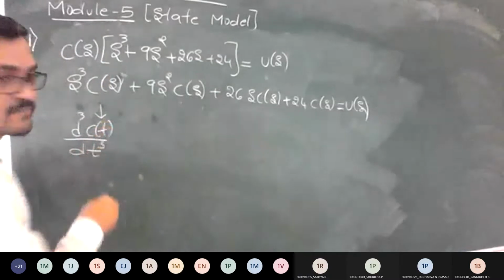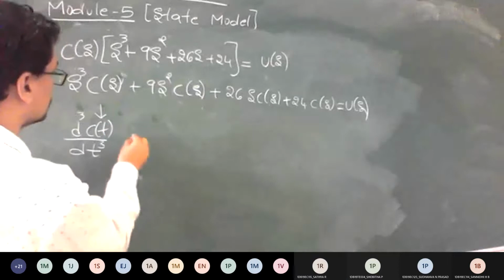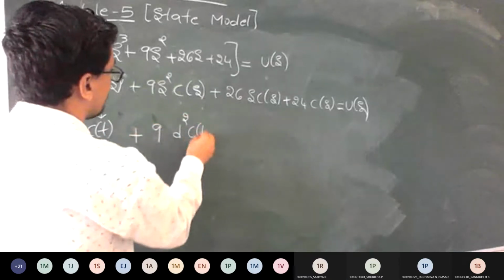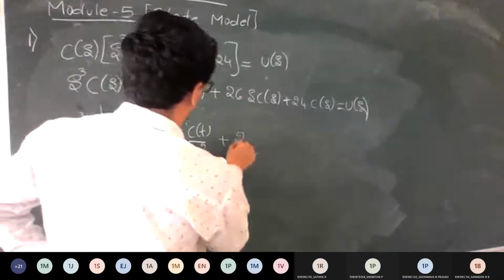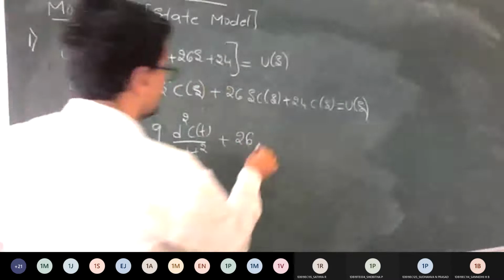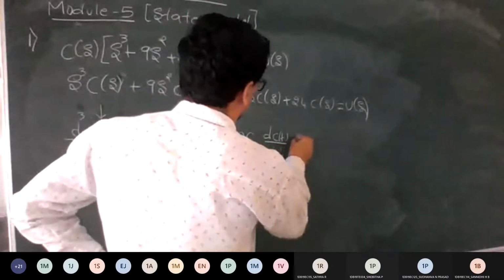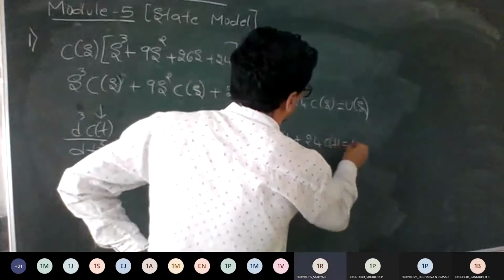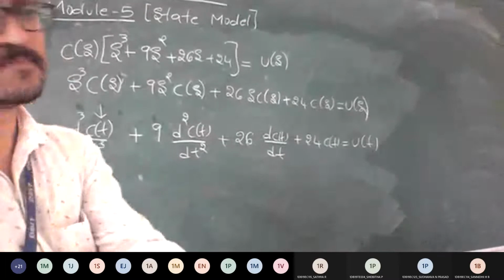I hope you're understanding, right? Yes, good. Plus 9 into d square C of T by dt square plus 26. So what do you write for S now? Is it only first differentiation? dt plus 24 C of T equals U of T. So is it how the equation looks, guys?